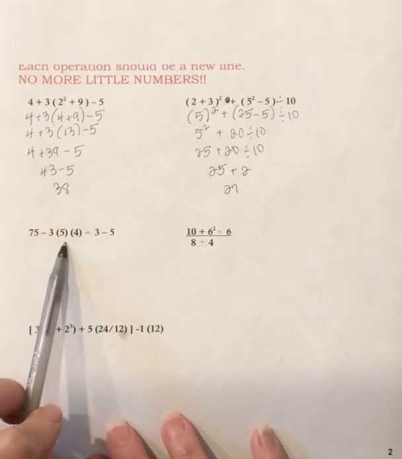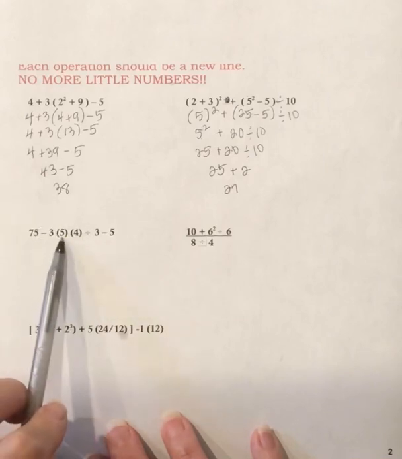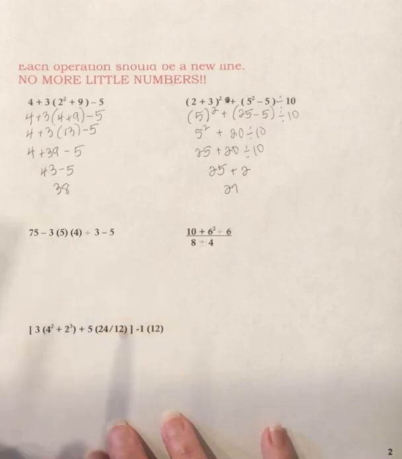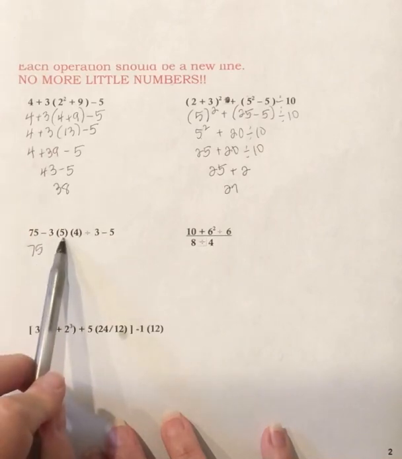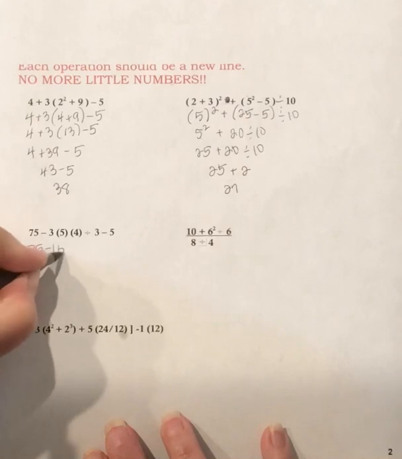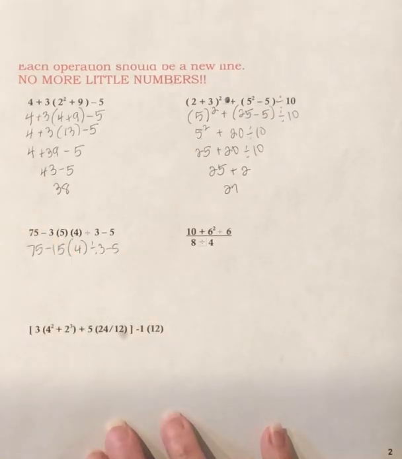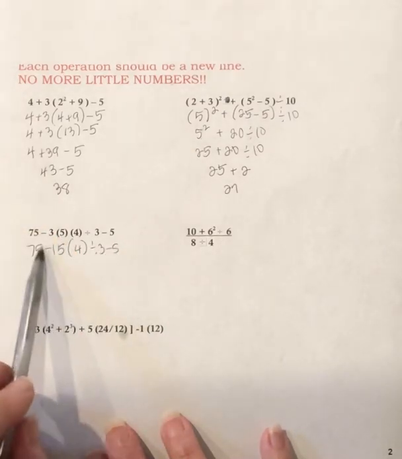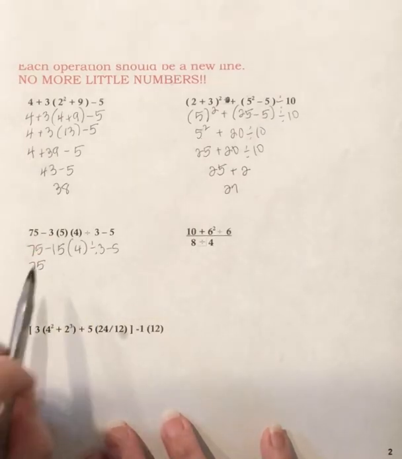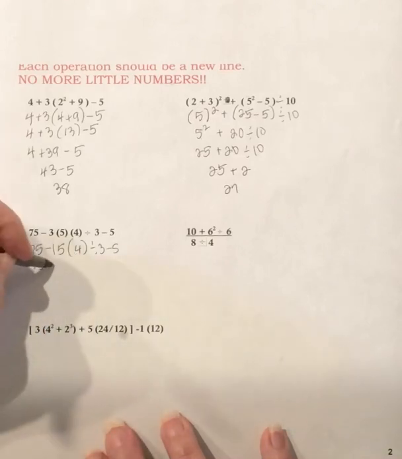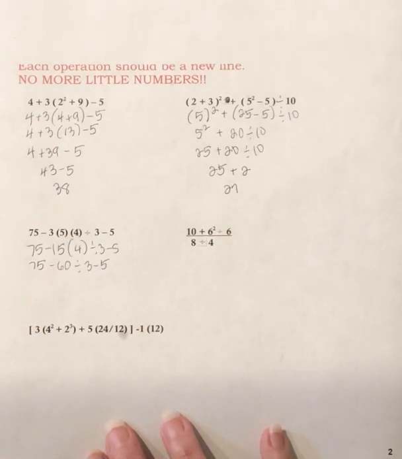So again, thinking in terms of integers, what's happening right here in this section is negative 3 times 5 times 4. So I'm recopying this 75. Negative 3 times positive 5 is negative 15. I'm recopying this times 4 divided by 3 minus 5. Okay, I still have multiplication right here. So this 75 is still getting recopied. Negative 15 times 4 is negative 60. And then I'm recopying everything else. Again, one operation per line.